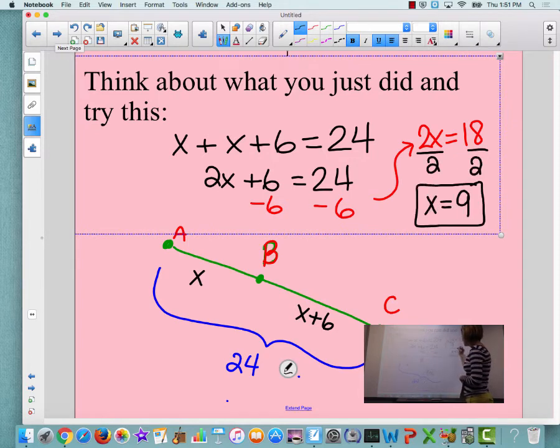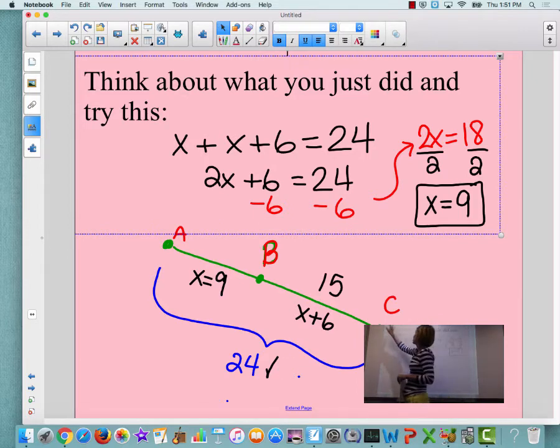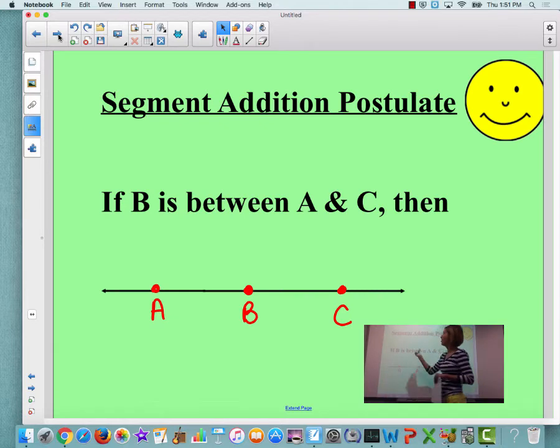Well, X equals 9, that tells me that AB's segment is equal to 9, and then 9 plus 6 is 15, and 9 plus 15 does, in fact, give me 24. So this idea of adding segments together is actually something in geometry that we call the segment addition postulate.